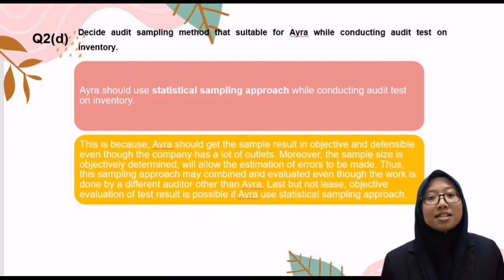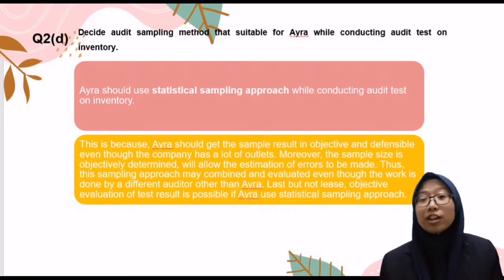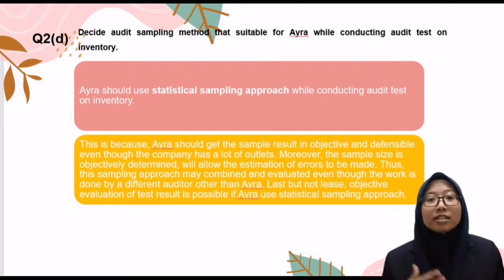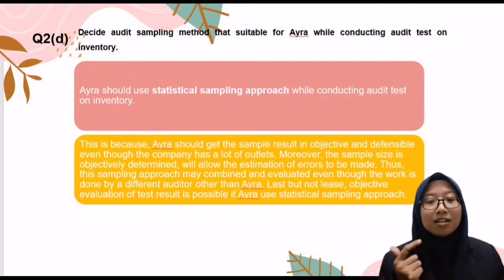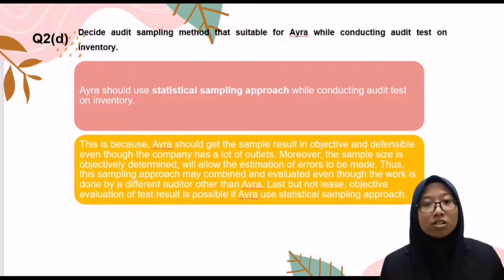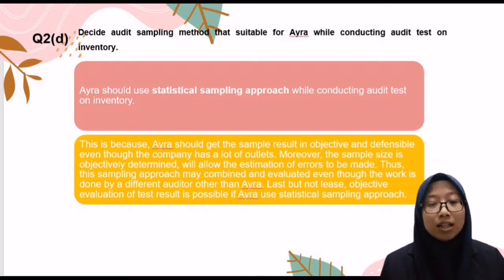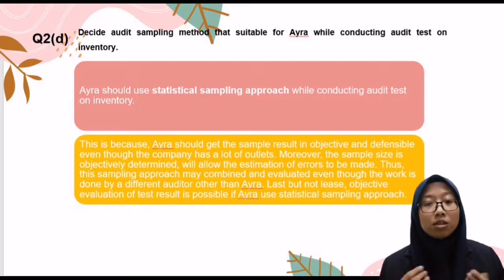IRA should use statistical sampling approach while conducting audit tests on inventory. This is because IRA should get the sample result in an objective and defensible way, even though the company has a lot of outlets such as Alur Gajah, Peringgit and Masjid Tanah. Moreover, the sample size is objectively determined, which will allow the estimation of errors to be made. Thus, this sampling approach may be combined and evaluated even though the work is done by different auditors other than IRA. Last but not least, objective evaluation of test result is possible if IRA uses statistical sampling approach.